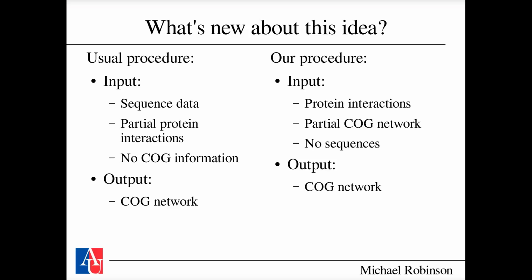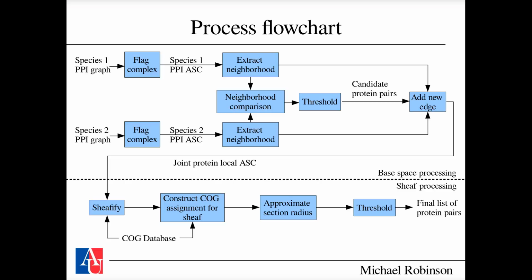Our procedure is a kind of bootstrapping. We make use of the protein interactions as a pretty important part. It forms the base space of our sheaf. We take the partial COG network, as in what is known about the COGs, but we recognize that they're incomplete. But we take no sequence data. And from that we try to complete, or do some link prediction to build out a larger COG network. As a flowchart, this is how the process runs.